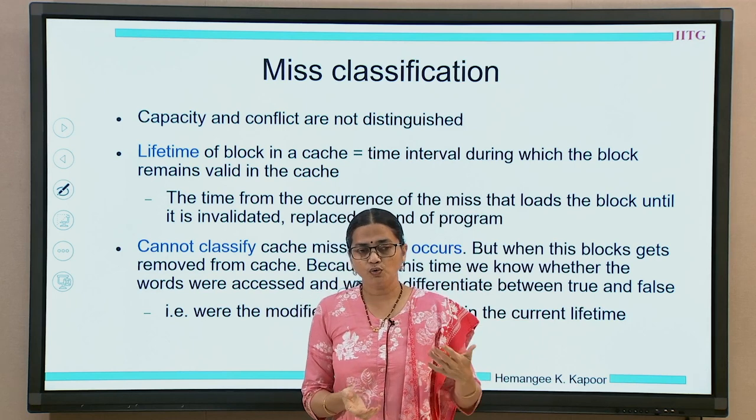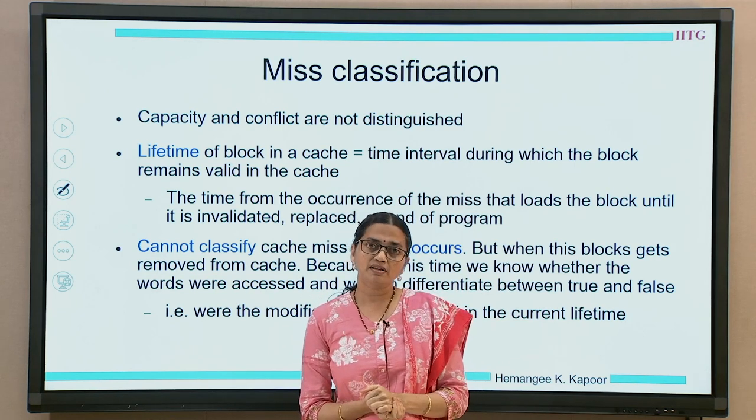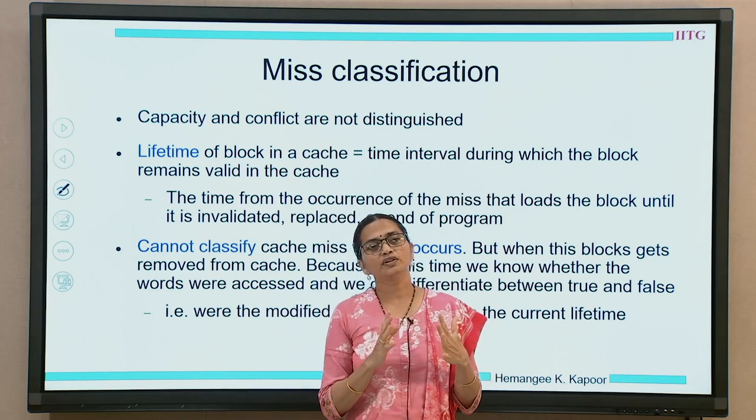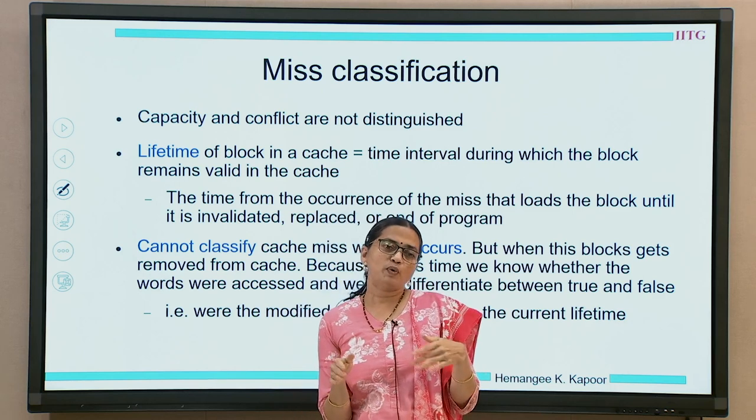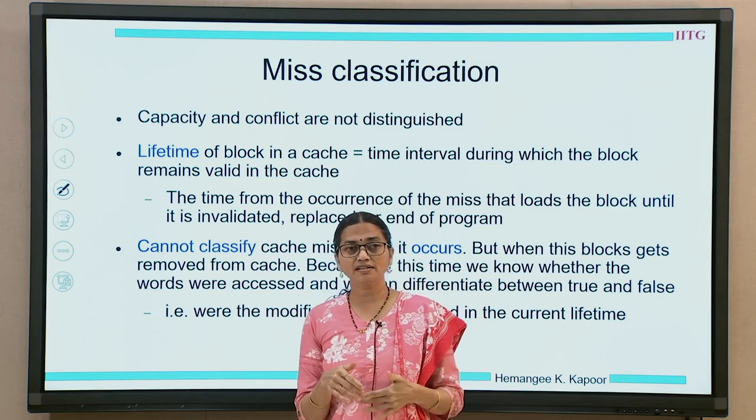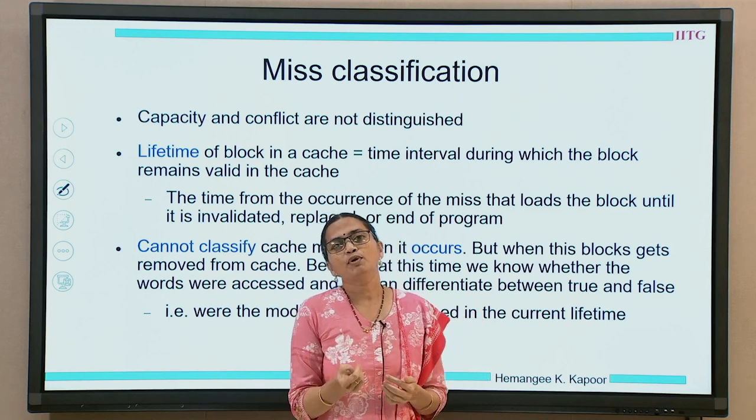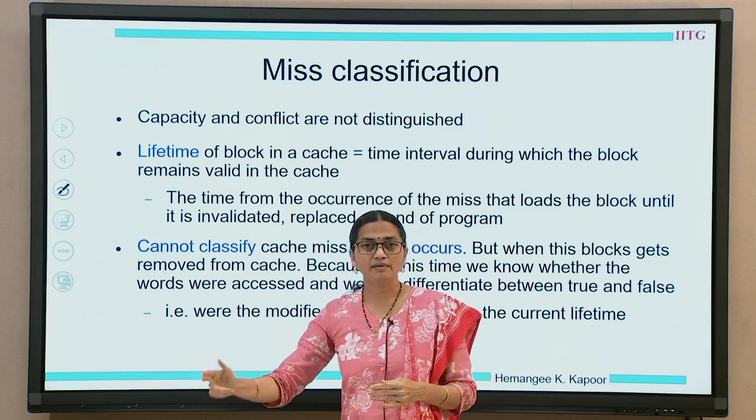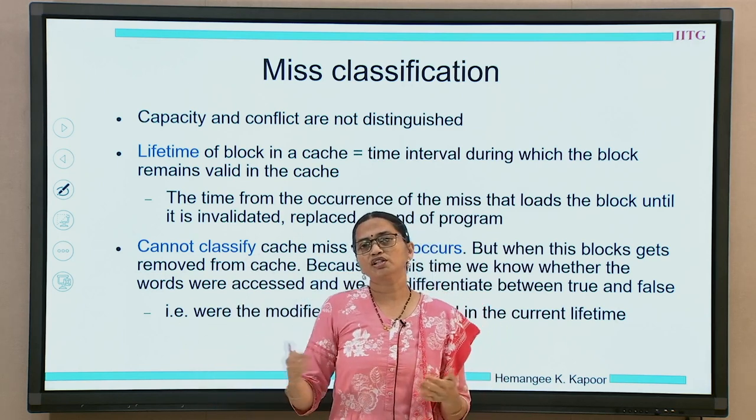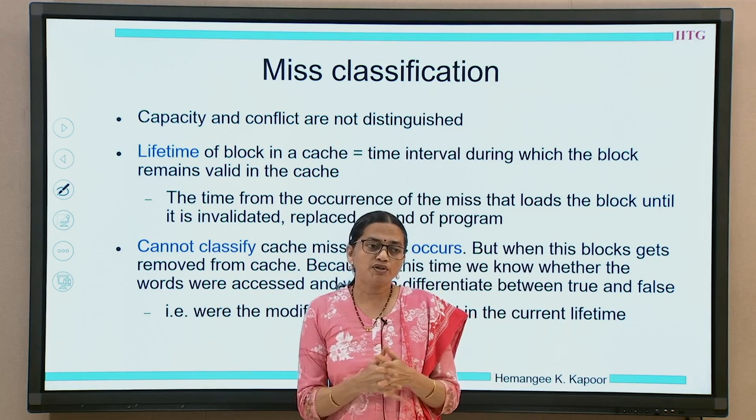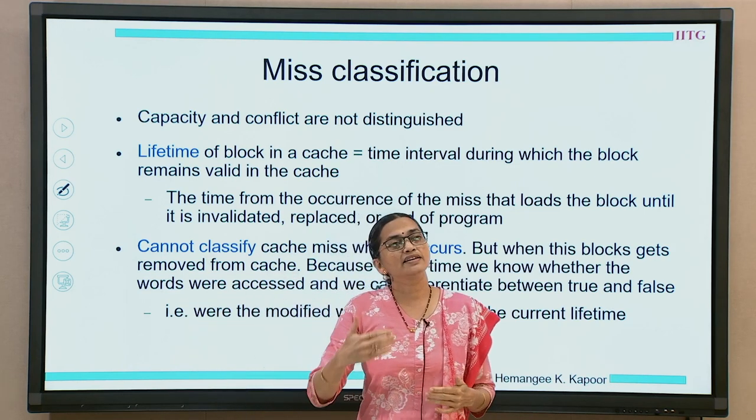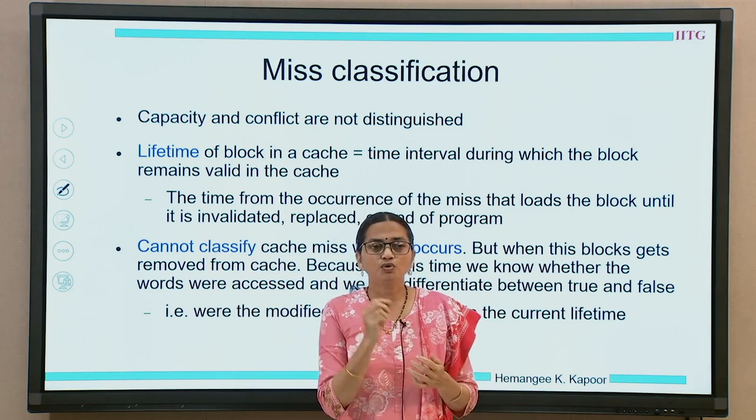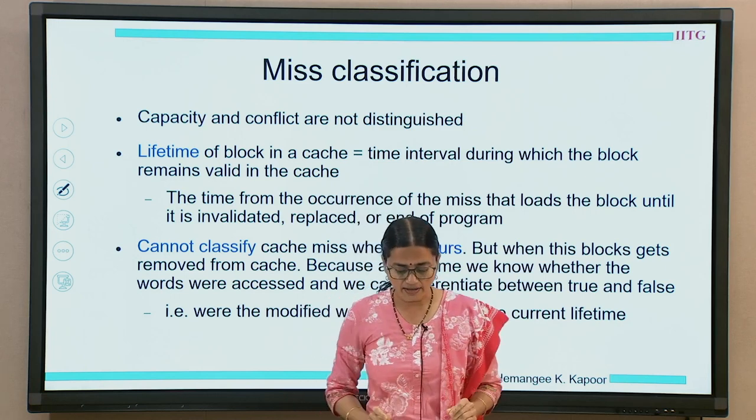And if I ask you, what was the reason for the cache miss? We cannot tell the reason when the miss occurs, because when the miss occurs, we only know that the block is not present in the cache. But when we bring the block and we access it, we will really understand why the block was removed. Was it removed because somebody wanted to invalidate the block and modify the words? Or was it removed just because we had less capacity? Was it removed because of this invalidation and I ended up using the freshly written words? So all these reasons will help me to give a correct definition of why the miss occurred.